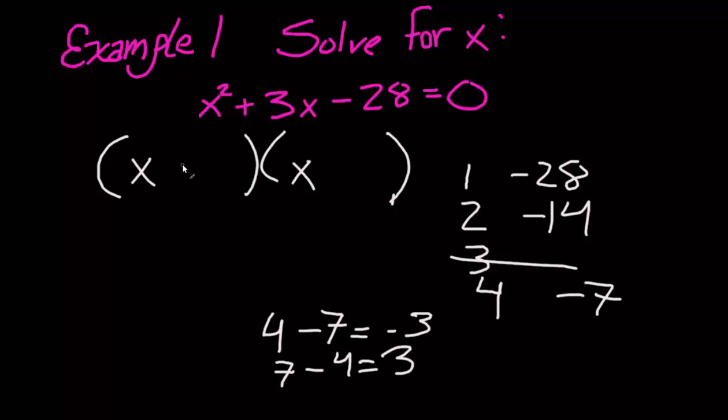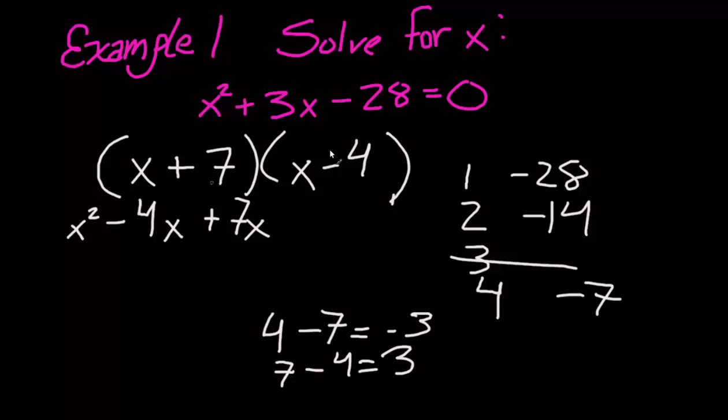We can go ahead and put them up in here in the parentheses. Positive 7 for the first one, negative 4 for the second one. And that's going to be it, guys. Let's go ahead and just FOIL it out and make sure that we did it right. First is going to be x squared. The outer is going to be negative 4x. The inner part is positive 7x. And the last numbers is 7 times negative 4. That'll be negative 28.